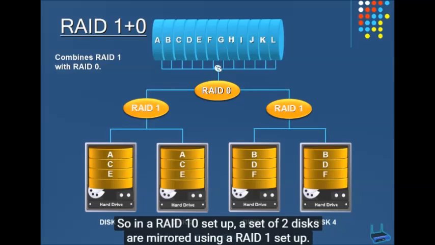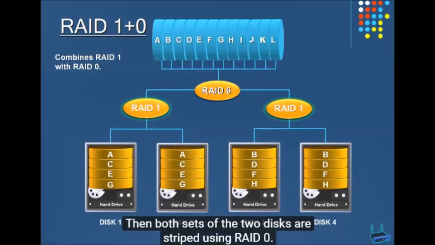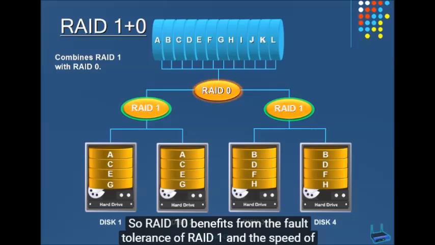So in a RAID 10 setup, a set of 2 disks are mirrored using a RAID 1 setup. Then both sets of the 2 disks are striped using RAID 0. So RAID 10 benefits from the fault tolerance of RAID 1 and the speed of RAID 0.